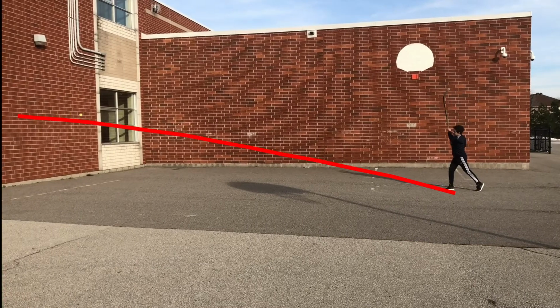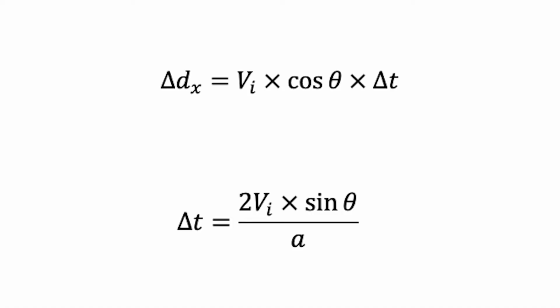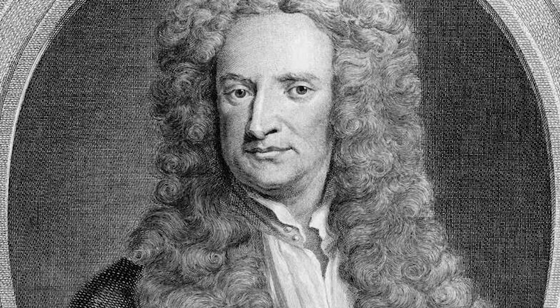This type of projectile motion can be represented by the following equations. One of the equations is for horizontal distance, and one of the equations is for time. Moving on, now I will be explaining this activity using concepts learned in Unit 2.